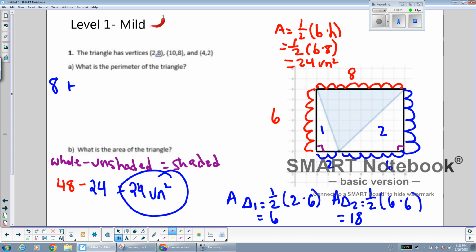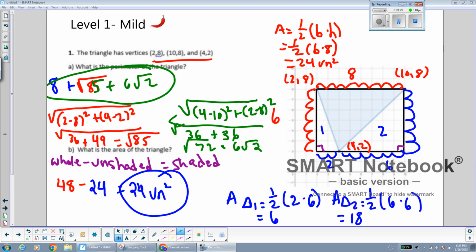So let me see what this is. This was (2, 8). This was (10, 8). And that one was (4, 2). Just writing down the points from the question. So let me pause the video and find the length of the sides using the distance formula. And using the distance formula, I calculated the lengths of the two other sides of the triangle.